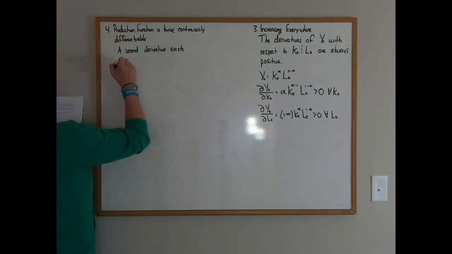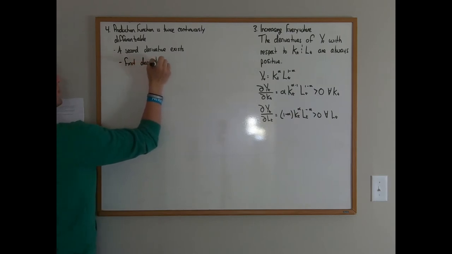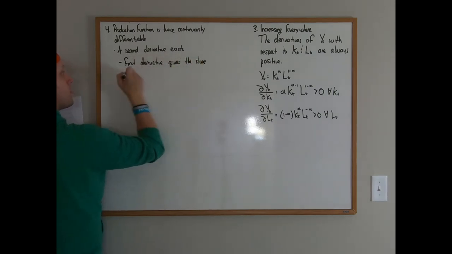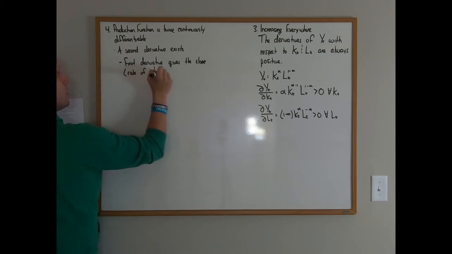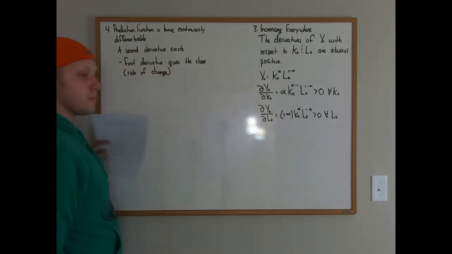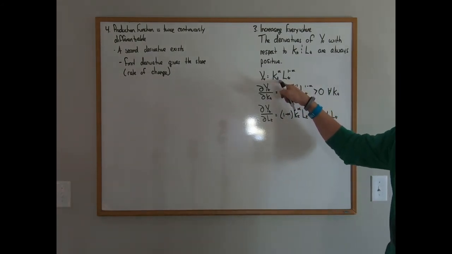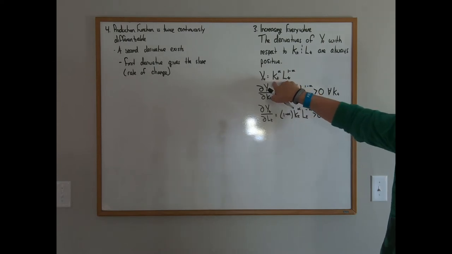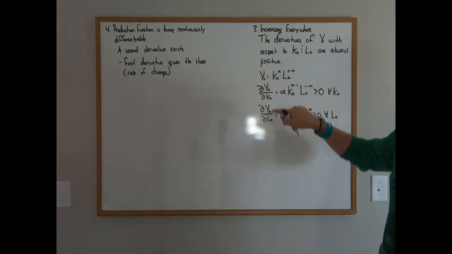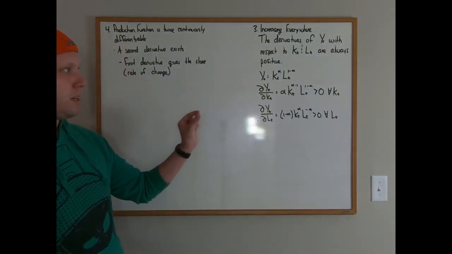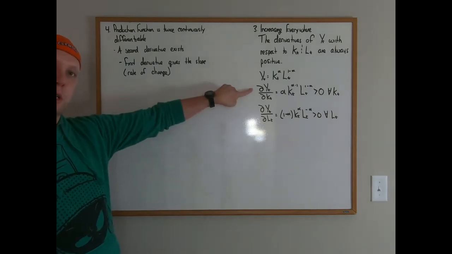Well, the first derivative gives us the slope, which is the rate of change. So if the first derivative of a position function, which this is a position function, this is telling us the position of production given the inputs of capital and labor, the first derivative of that is going to give us the rate of change. So if I were to increase K or increase L by some tiny minuscule amount, that's going to tell me how much output's going to change.